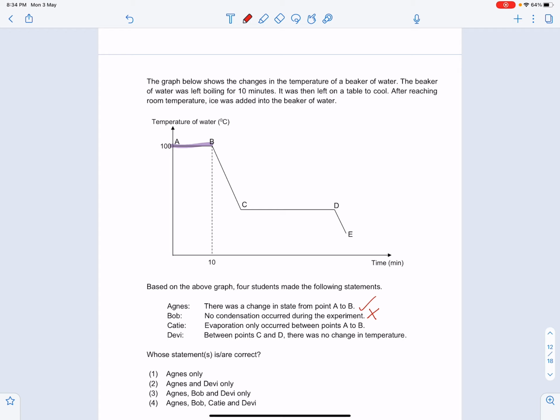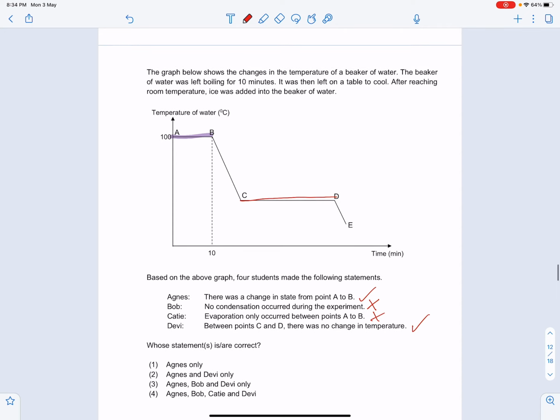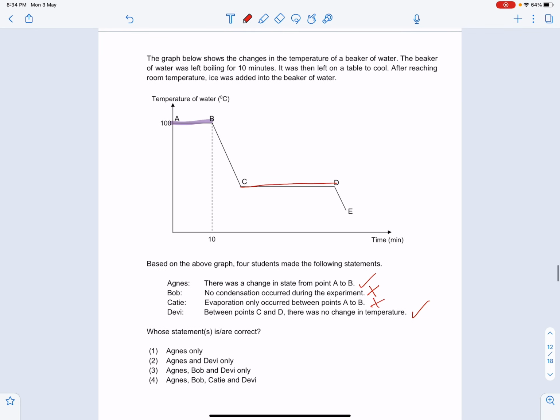Okay, Kathy: evaporation only occurred between A and B. That's wrong. Based on my previous statement, evaporation can happen at any temperature above the melting point. DV: between C and D there was no change in temperature. Yes, that's true, because the temperature remained constant. So the answer would be, I would think, answer 2, Agnes and DV.